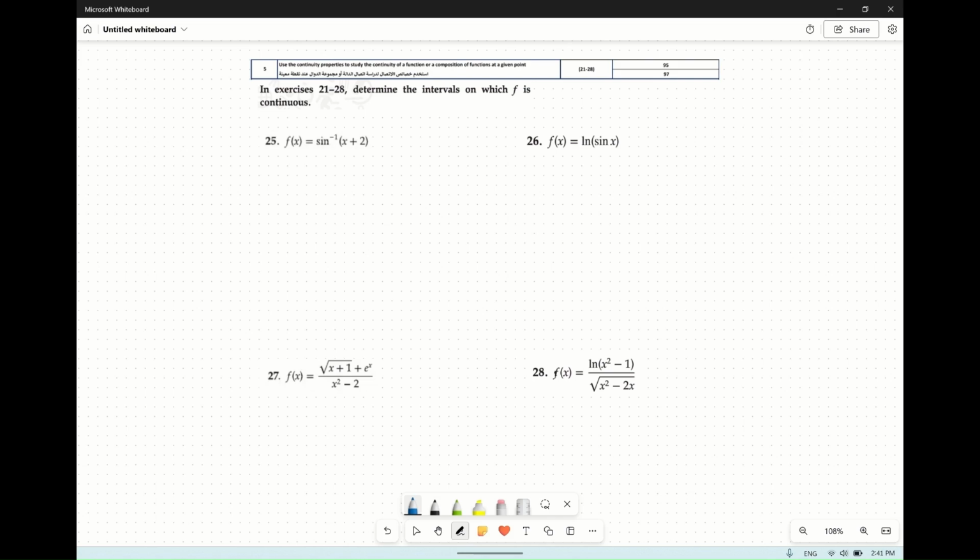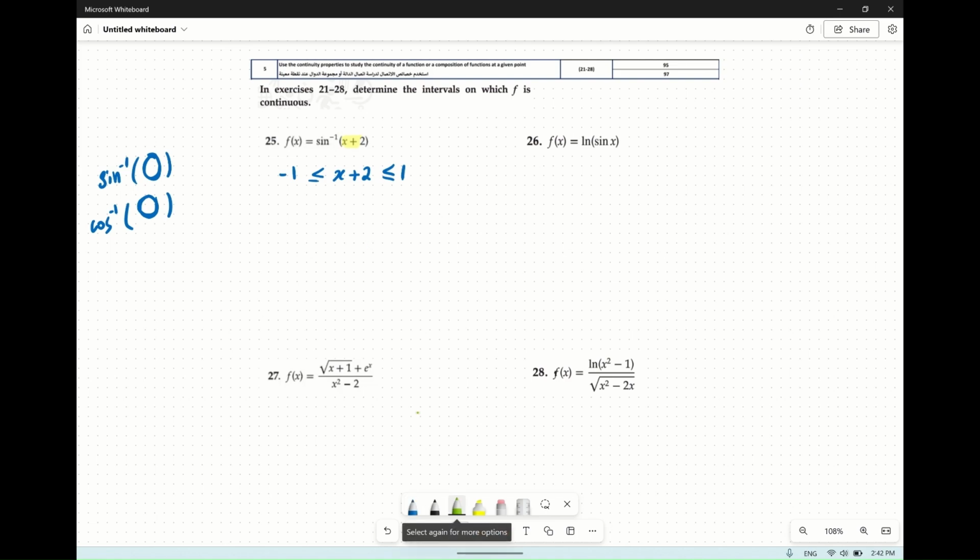Continuous. Now, whenever we have the function sine inverse or cosine inverse, we know that sine inverse and cosine inverse are going to be continuous whenever the inner function here is between -1 and 1. So looking at 25, I see that the inner function here is x plus 2. So I will say x plus 2 should be between -1 and 1.